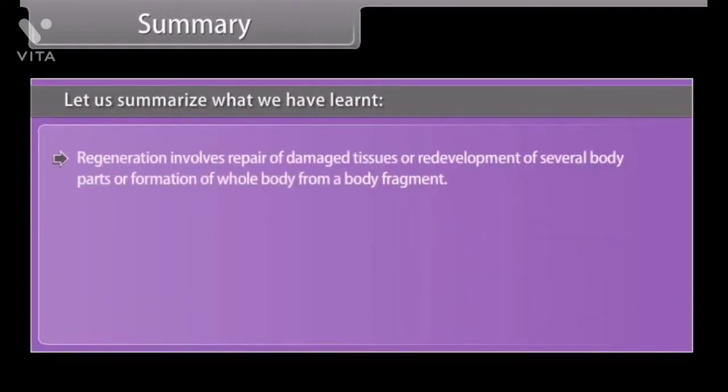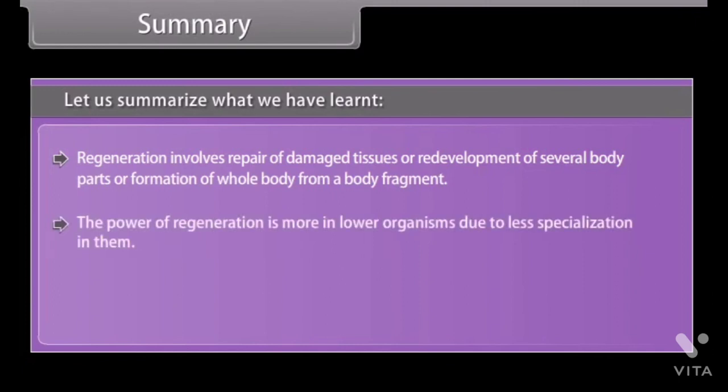Regeneration involves repair of damaged tissues or redevelopment of several body parts or formation of a whole body from a body fragment. The power of regeneration is more in lower organisms due to less specialization in them.